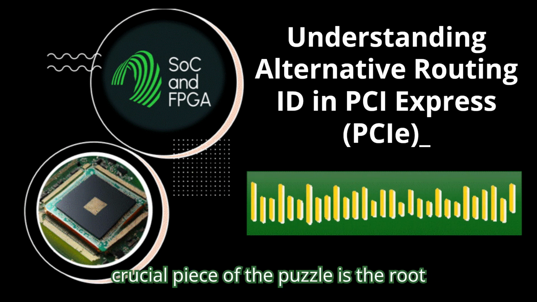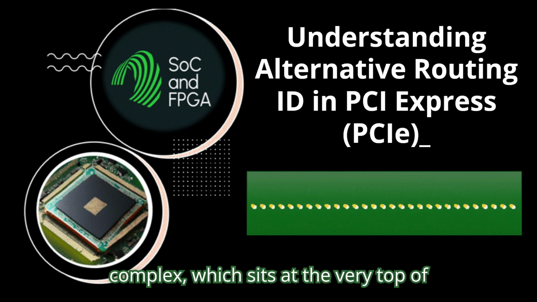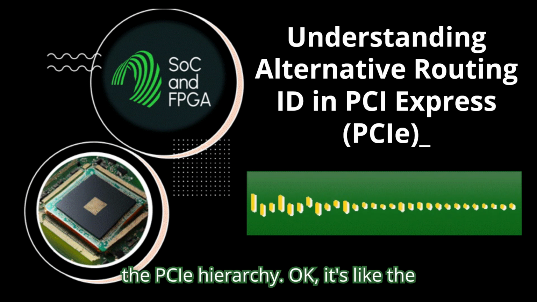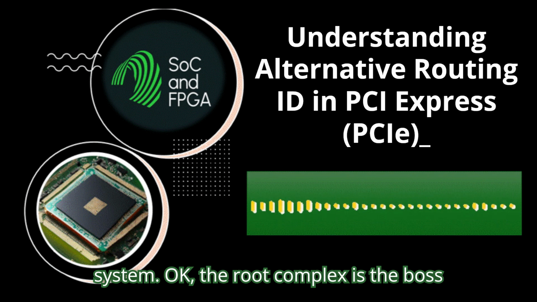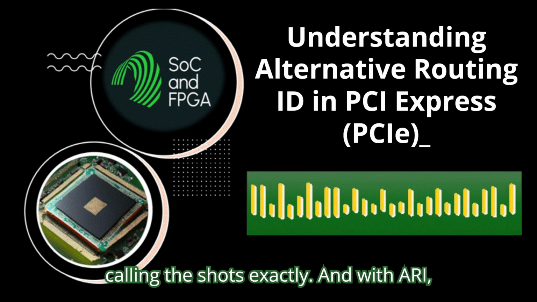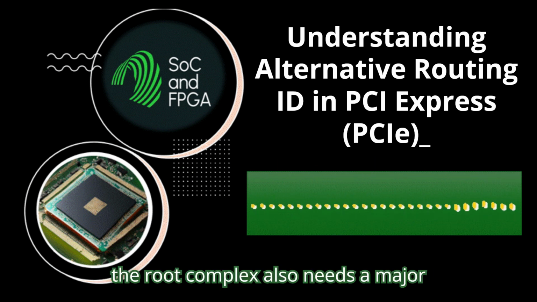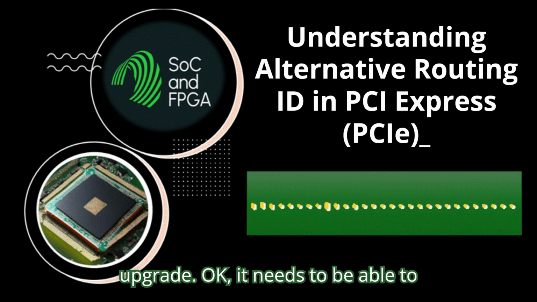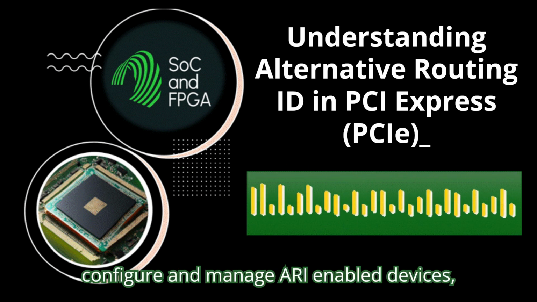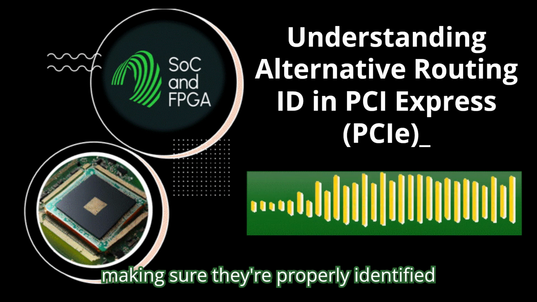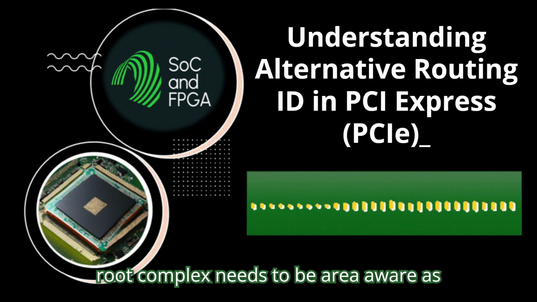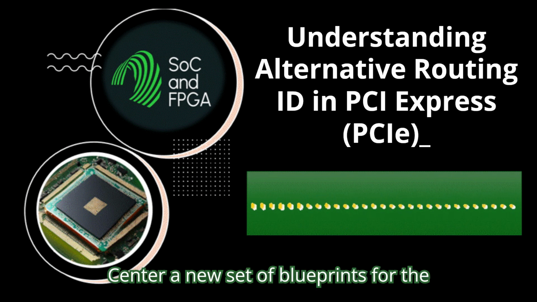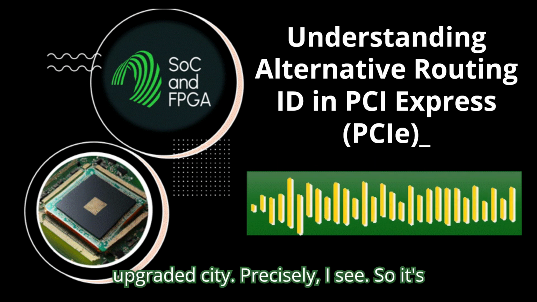Another crucial piece of the puzzle is the root complex, which sits at the very top of the PCIe hierarchy. It's like the control center for the entire PCIe system. So the root complex is the boss calling the shots. Exactly. And with ARI, the root complex also needs a major upgrade. It needs to be able to configure and manage ARI-enabled devices, making sure they're properly identified and integrated into the system. So the root complex needs to be ARI-aware as well? Yes. It's like giving the control center a new set of blueprints for the upgraded city.